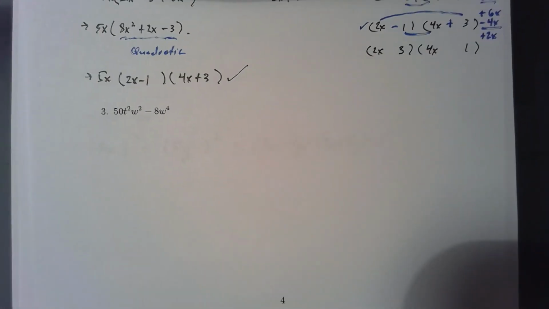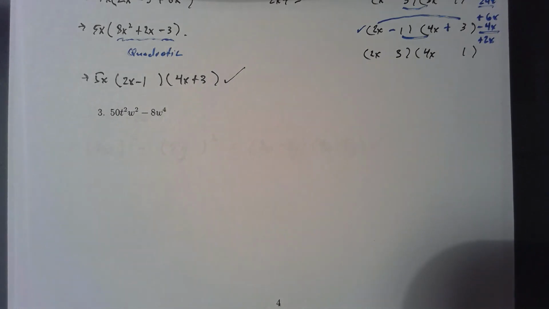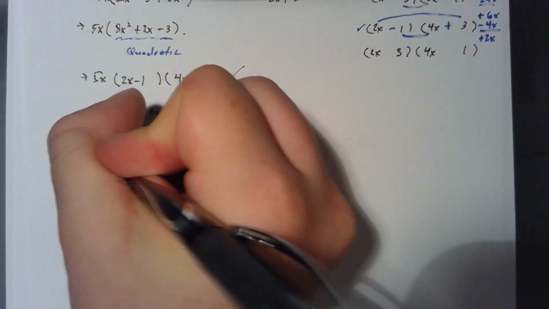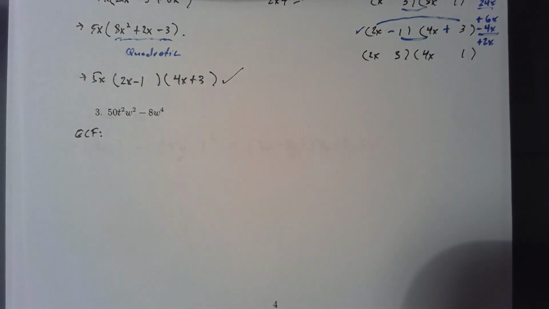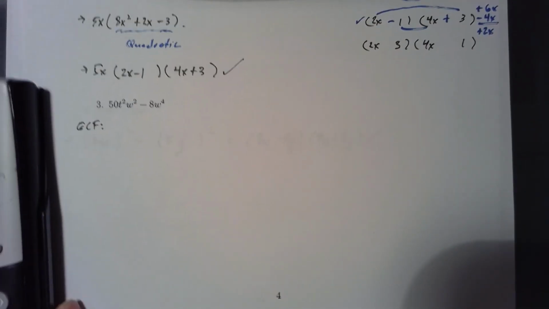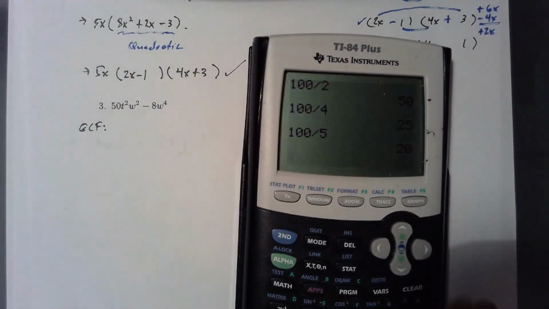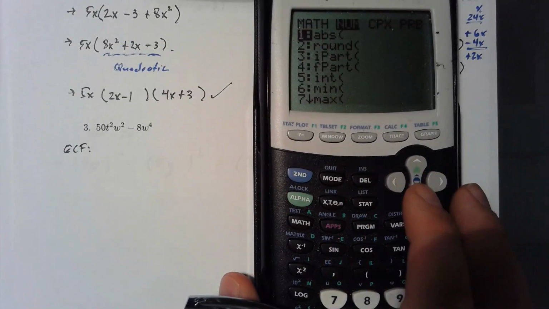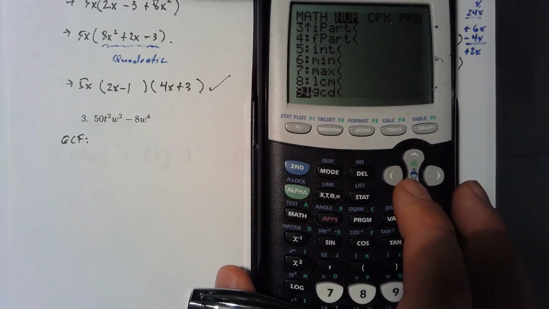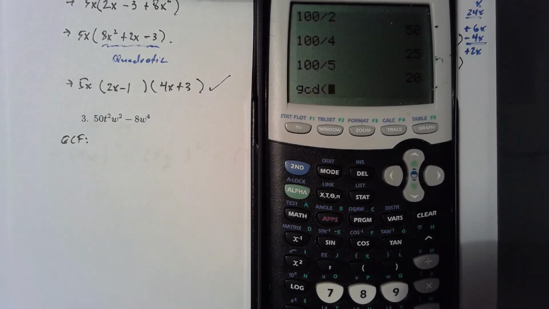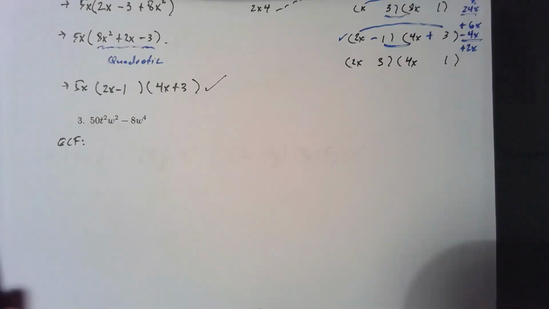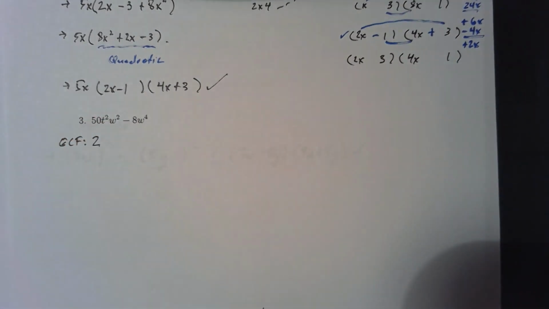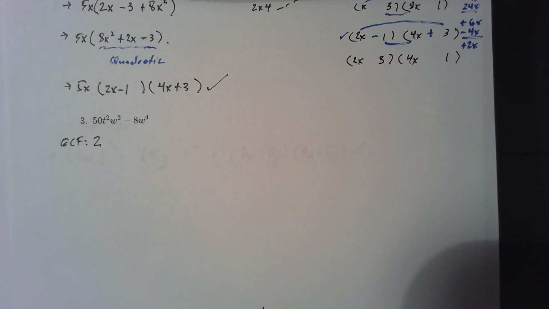All right. One more example. GCF, yes or no? Yep, there is. What's the GCF between 50 and 8? Little reminder, how do you do that in your calculator? Go to Math, go over to NUM for number, and go down to GCD. Hit Enter, type in 50, 8. 2! Just a little trick in your calculator. I've already showed you that, but just to remind you.